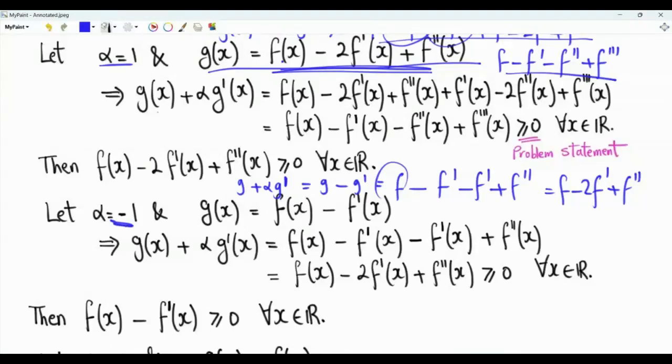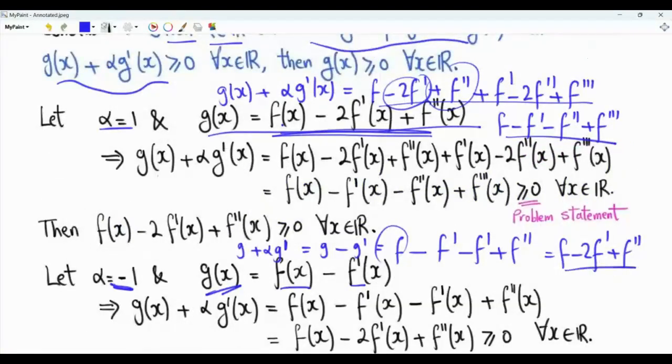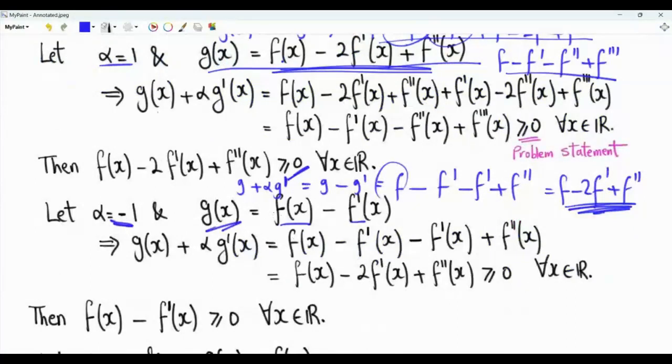Now with alpha equal to minus 1, alpha can be any real number, and g set equal to f minus f prime. From the previous step, we have this function proven to be non-negative. By our lemma, g of x must be non-negative. F minus f prime is greater than or equal to 0.